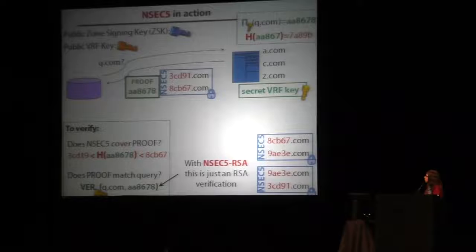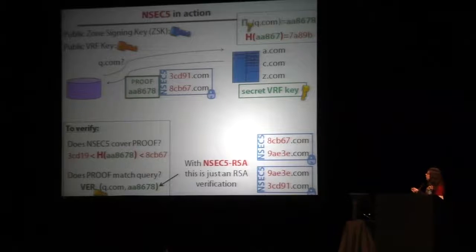So we take the query, we take the proof, we verify them, and if they match, we know that these match. And of course, we verify the signature on the NSEC5 record, and now we know that this name doesn't exist in the zone. Okay, so that's NSEC5. We have to give a proof record. We have additional keys, which is specifically used for NSEC5. And we have to do this online computation in order to respond to the query.